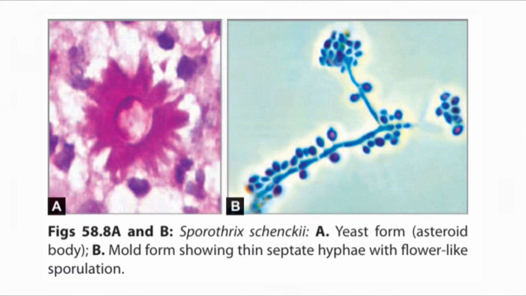Remember we kept saying thermally dimorphic? Well, this slide shows you exactly what we mean. It's like a Jekyll and Hyde situation. On the left, at warm body temperature, 37 degrees Celsius, it exists as a yeast. That's our asteroid body. But on the right, when you grow it in the lab at a cooler room temp around 25 degrees, it completely changes and grows as a mold, forming these delicate flower-like clusters. Yeast in the heat, mold in the cold.